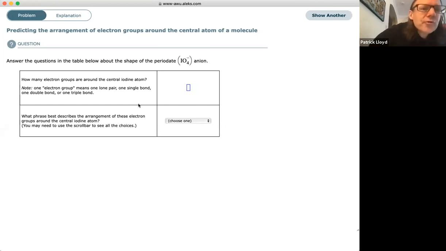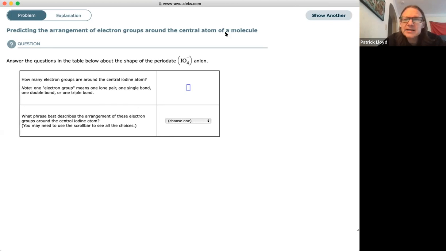Okay, so predicting the arrangement of electron groups around the central atom. How many electron groups are found around the central iodine atom in this structure, periodate? Notice one electron group means one lone pair, or one single bond, or one double bond, or one triple bond, right? A triple bond is not three electron groups. What phrase best describes the electron groups? You're just trying to figure out what the arrangement of electron groups is.